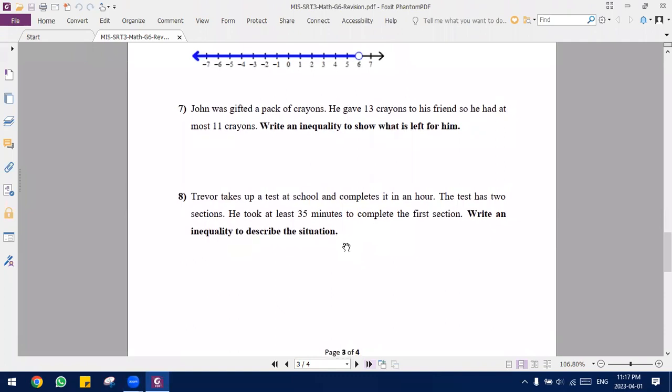Now, question 7 and 8. We need to write an inequality. Only write an inequality, not solve. John was gifted a pack of crayons. He gave 13 to his friend. So he had at most 11 crayons. Write an inequality to show what is left for him. What is left? Okay. So in the equation, we were starting with the total. Here we need to start with the inequality, like when they tell me the word that describes the inequality. Here it says at most. When I say at most, it's a little bit tricky. At most means I'm giving you the maximum value. So at most this value means we accept this value and less. So when we say at most, it means less than or equal to. At most what? 11.